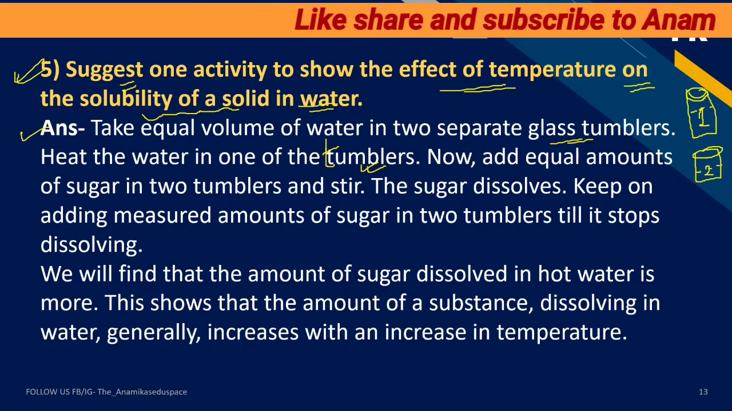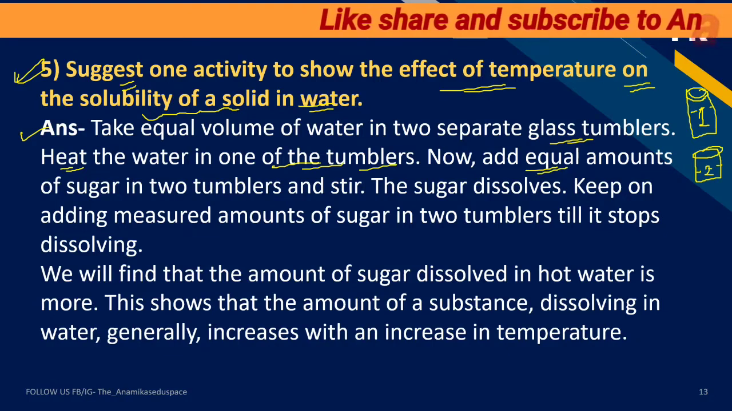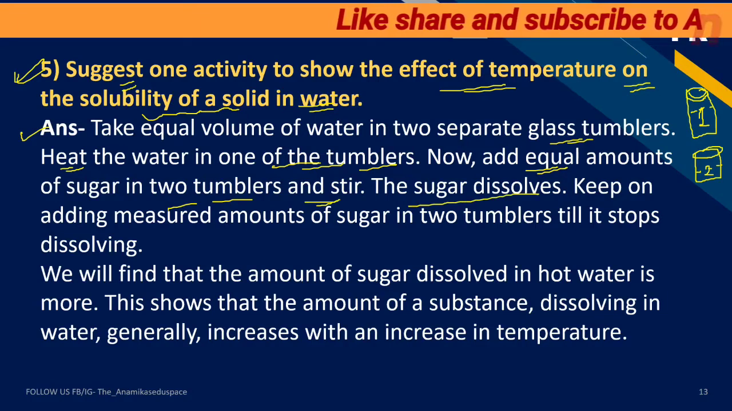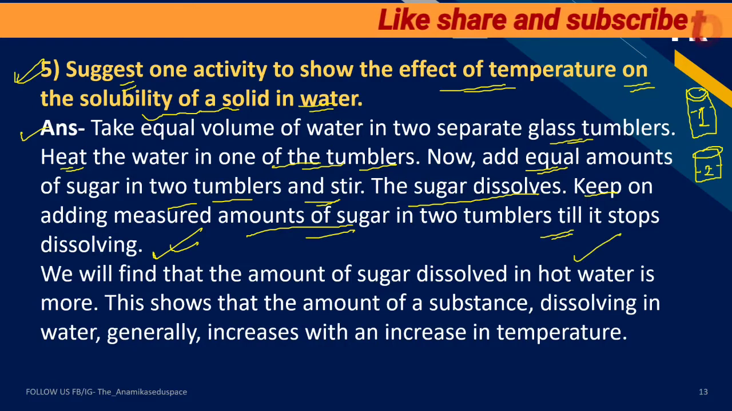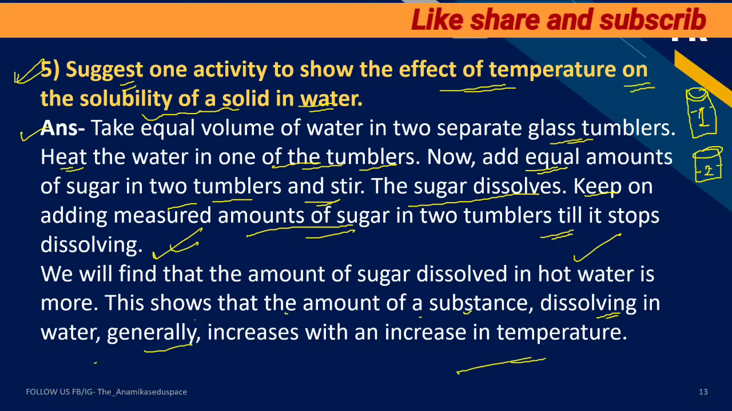Now add sugar. Now add an equal amount of sugar in both of the tumblers and stir. The sugar dissolves. Keep on adding a measured amount of sugar in both tumblers till it stops dissolving. We will find that the amount of sugar dissolved in the hot water is more, and this shows that the amount of a substance dissolving in water generally increases with an increase in the temperature.